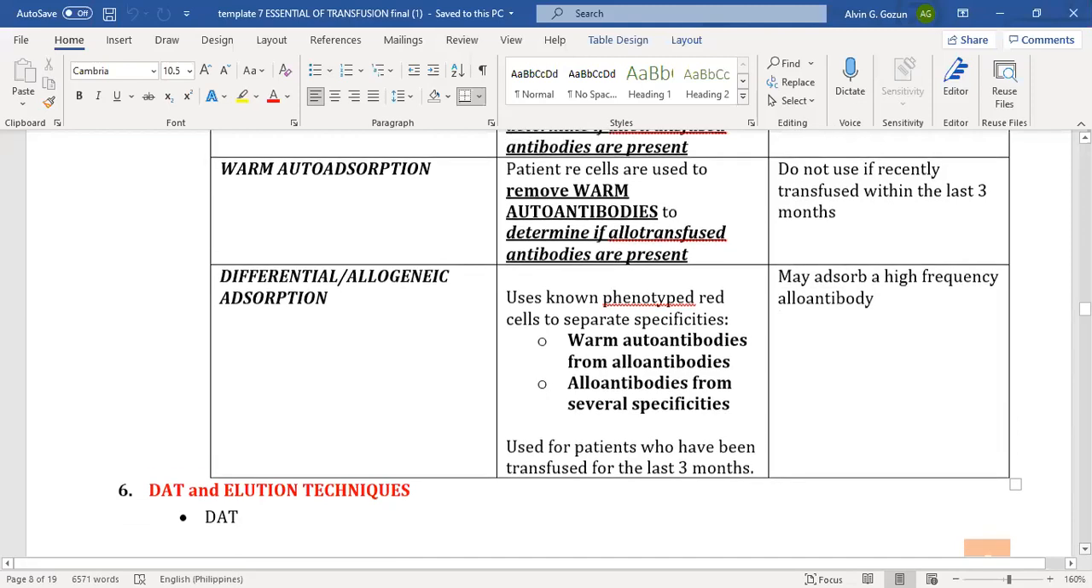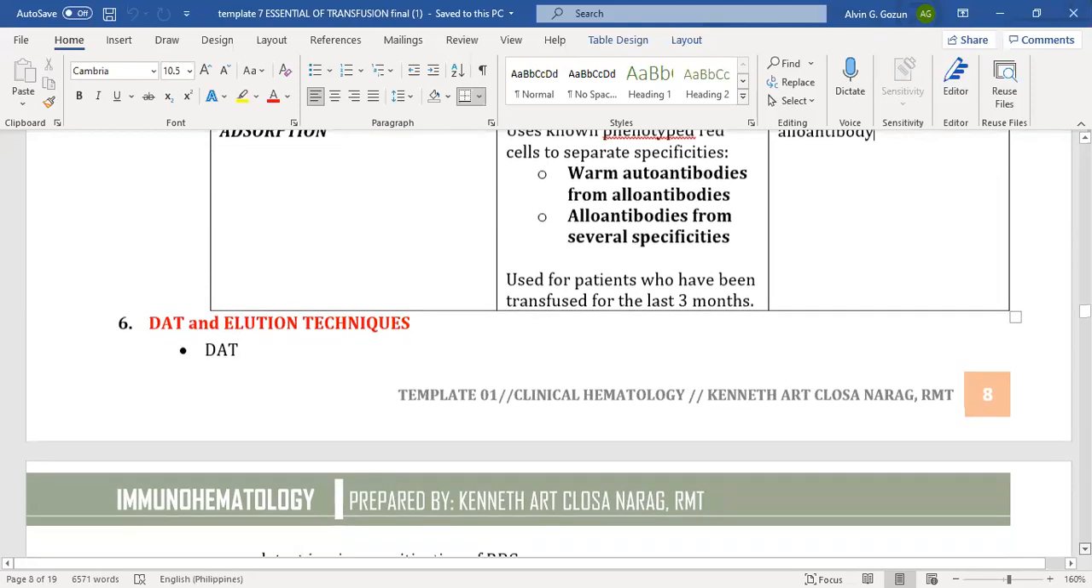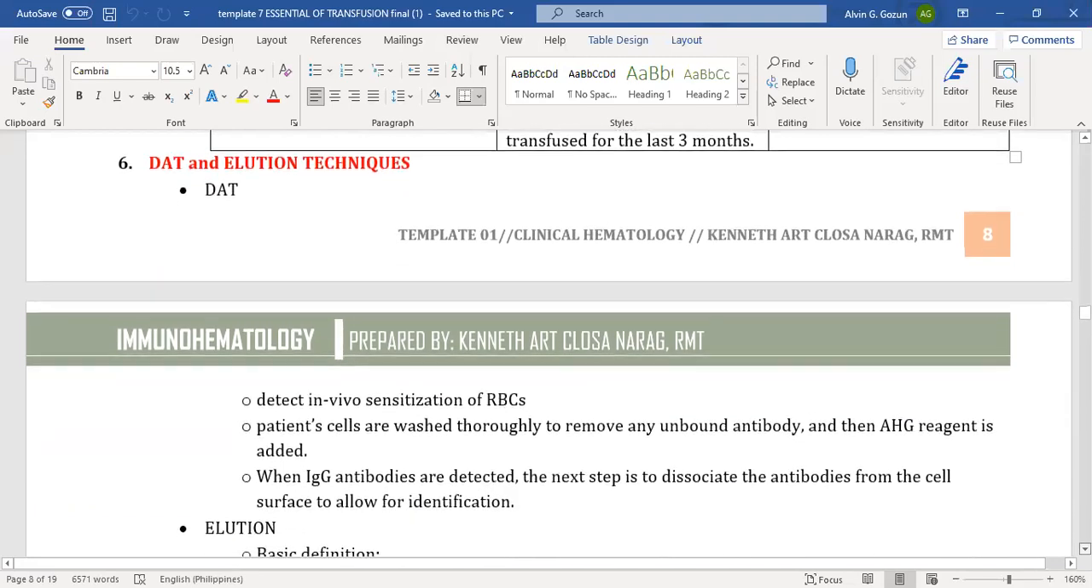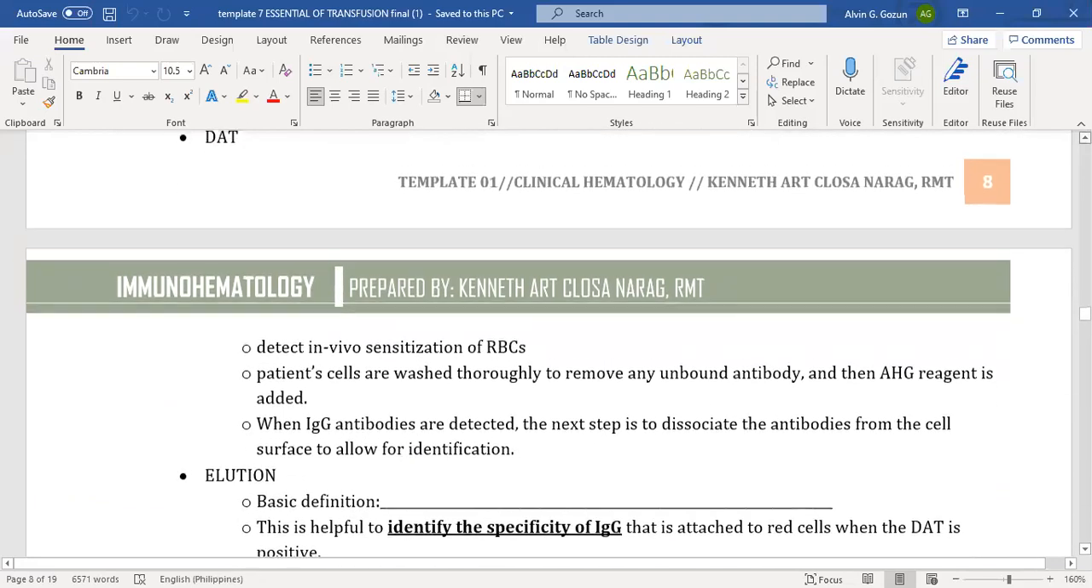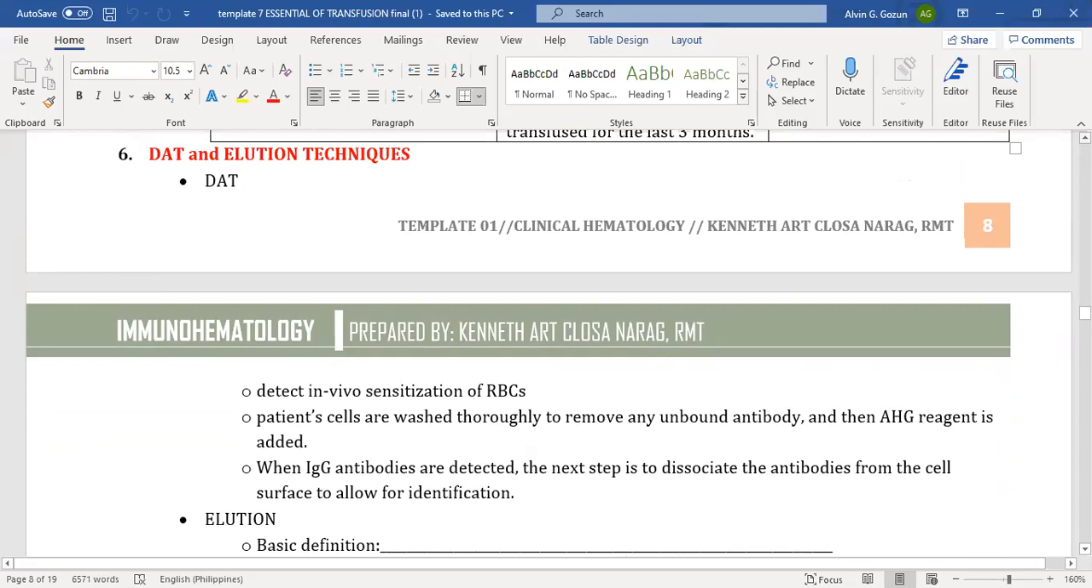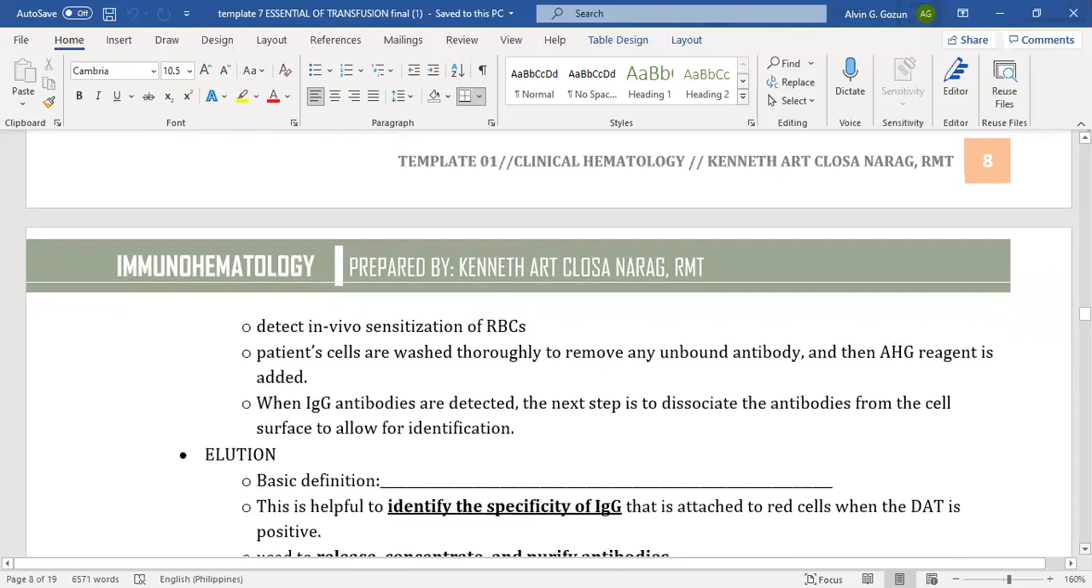Okay, so we're done with adsorption. Pwede rin naman natin daw gamitin yung DAT and elution technique. Alamin na rin yung DAT. Ginagawa naman ang DAT to detect in vivo sensitization of red cell. Let's proceed. Elution. Ano naman yung elution, guys?